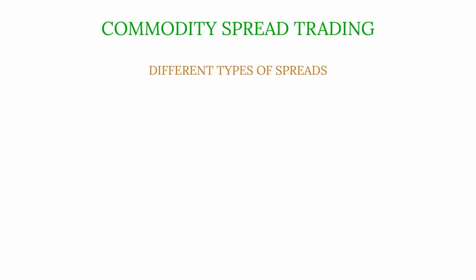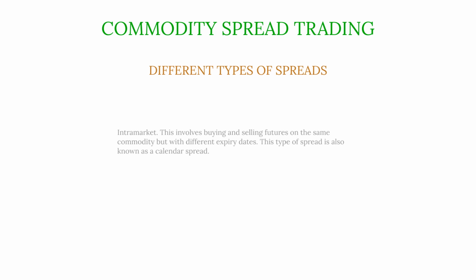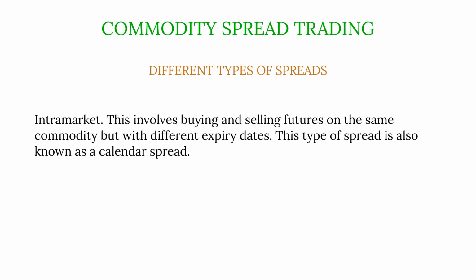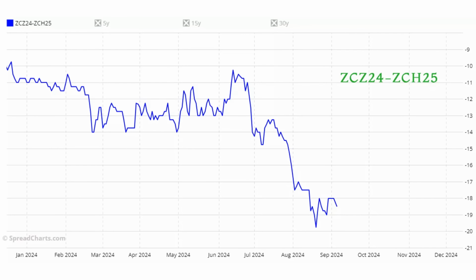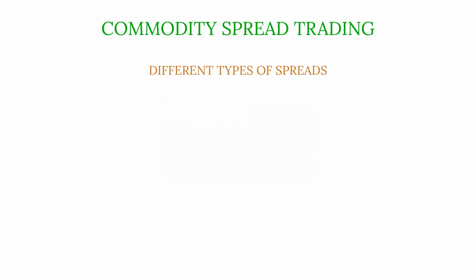Here are the three types of spreads, depending on how they are structured. Intra-market. This involves buying and selling futures on the same commodity but with different expiry dates. This type of spread is also known as a calendar spread. For example, here is the chart of the ZCZ24, ZCH25 spread, created by buying the December 2024 corn futures contract and selling the March 2025 corn futures contract.